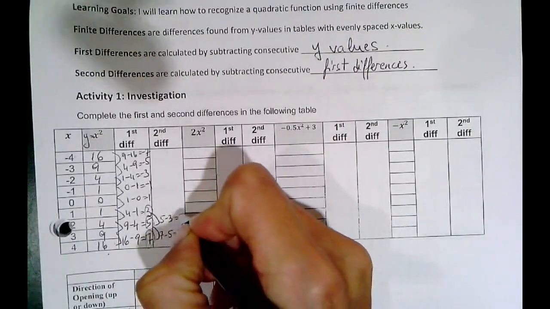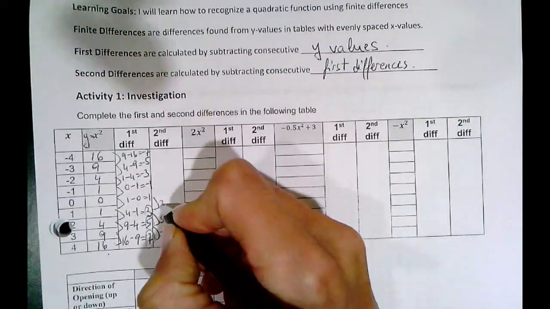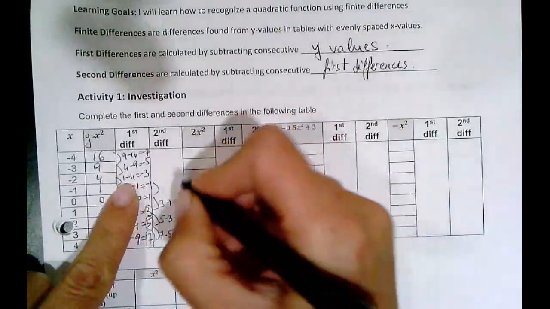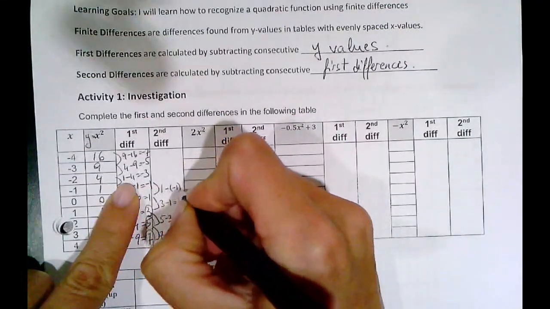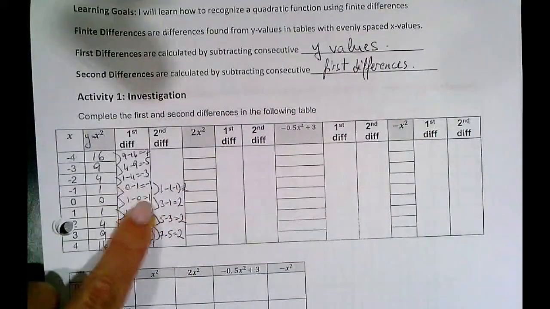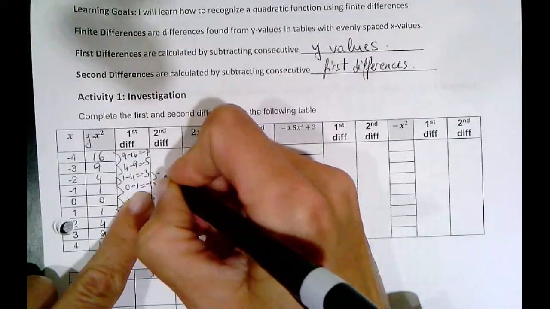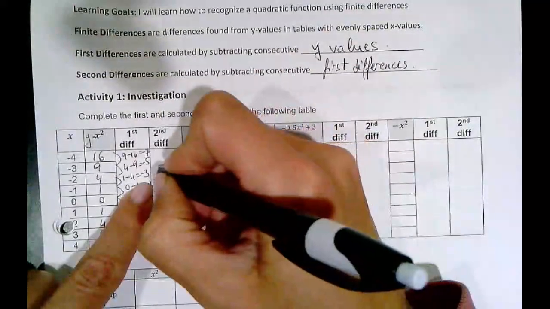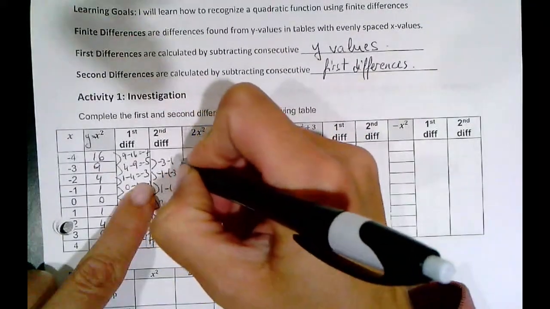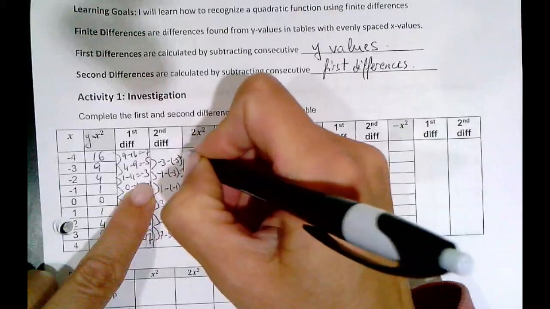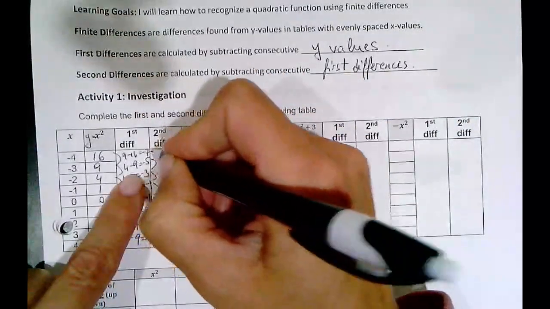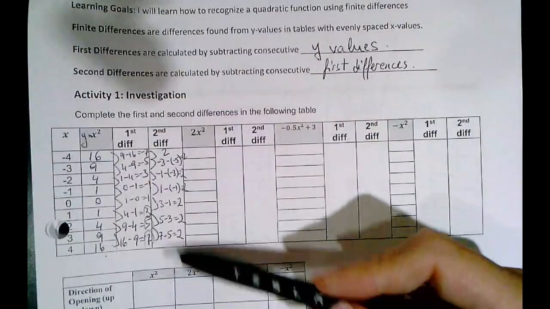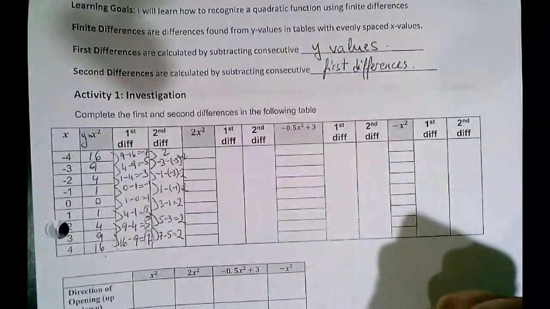5 minus 3 equals 2. 3 minus 1 equals 2. You have to be careful here because it's 1 minus negative 1, which is actually positive 2. Negative 1 minus negative 3 is positive 2. Negative 3 minus negative 5, again, equals 2. And I have negative 5 minus 7, which equals 2. So basically, this is how we find the second differences.